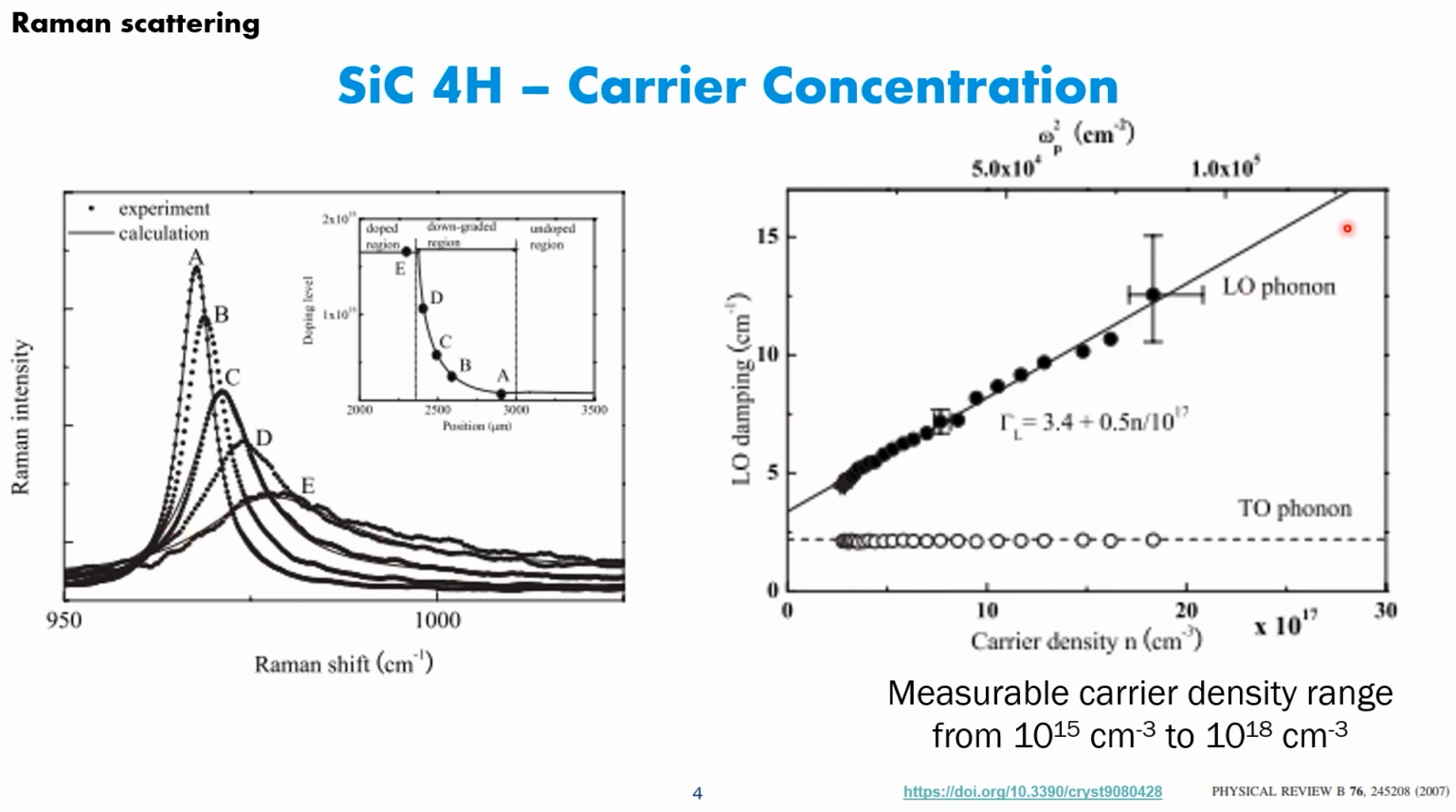What we're plotting here in this graph on the right is the degree of that dampening, and then correlating that to the measured carrier density of the silicon carbide wafer. And here you can see that with that parameter of the longitudinal optical phonon dampening, we see that there's a nice linear plot over a range from roughly 10 to the 15 to 10 to the 18 inverse centimeters cubed for the carrier concentration density.